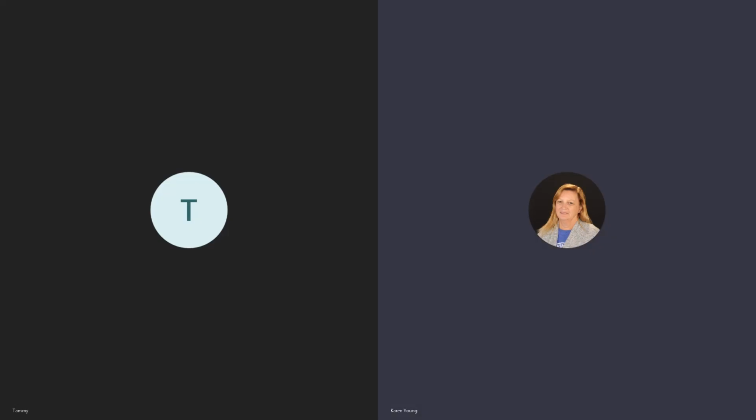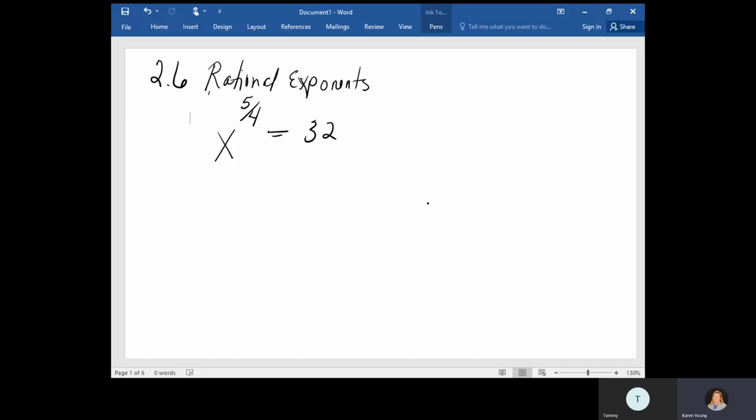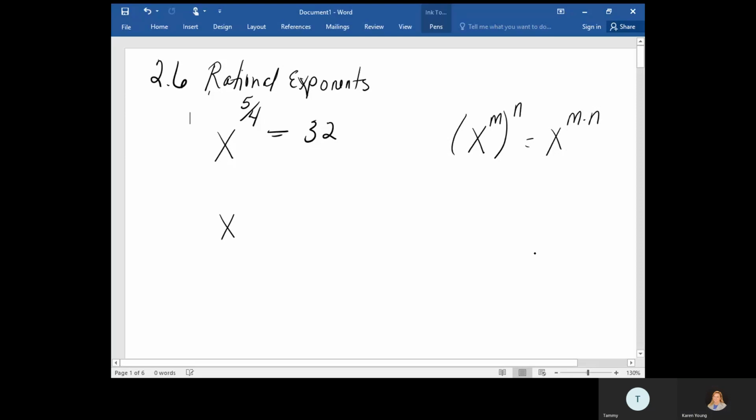So rational x to the 5/4 equals 32, a variable raised to a power. And how you solve this one is there is an exponent rule that if I've got an exponent raised to a power, then I'm going to multiply my exponents. Okay, so whatever they are. So we're going to use this rule. And we're also going to use the algebraic rule that what you do on one side, you have to do on the other.